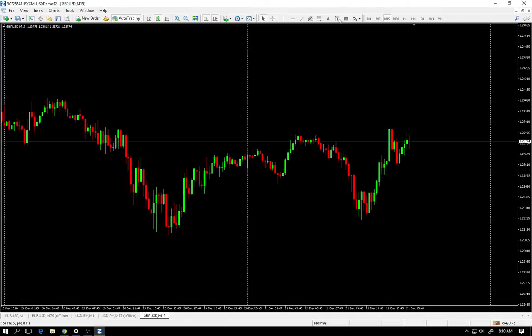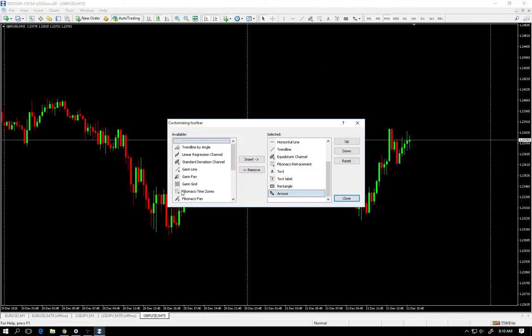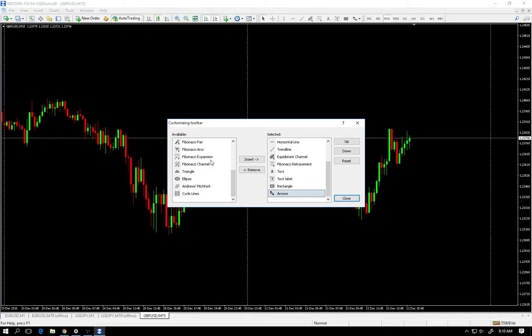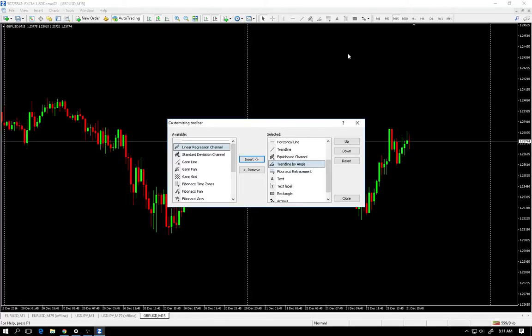So if you look on your tools up above, you'll see the pointer, the crosshair, and everything. You should see something with an F. It says Draw Fibonacci Retracement. If you don't see it, just right-click and go to Customize, and it's going to say Available or Selected. And if you look through there, you'll see it. It's called Fibonacci Retracement. It's this one right here. If it's on this side, you click Insert, it'll move it to this side, and it'll appear up here. See, like if we do trend line by angle, I could do insert, and now it is up here, right there.